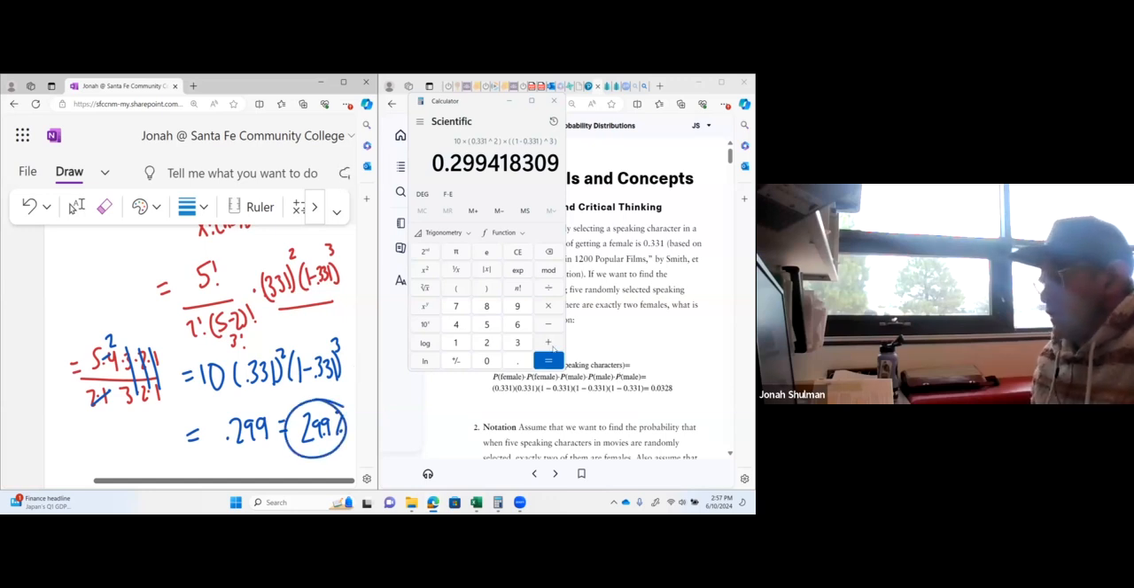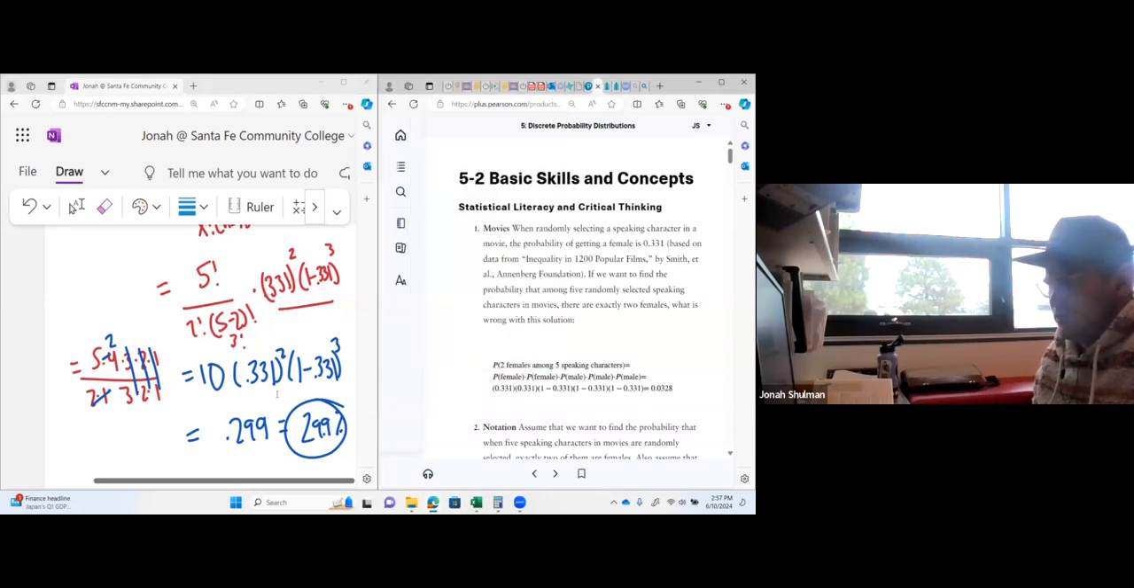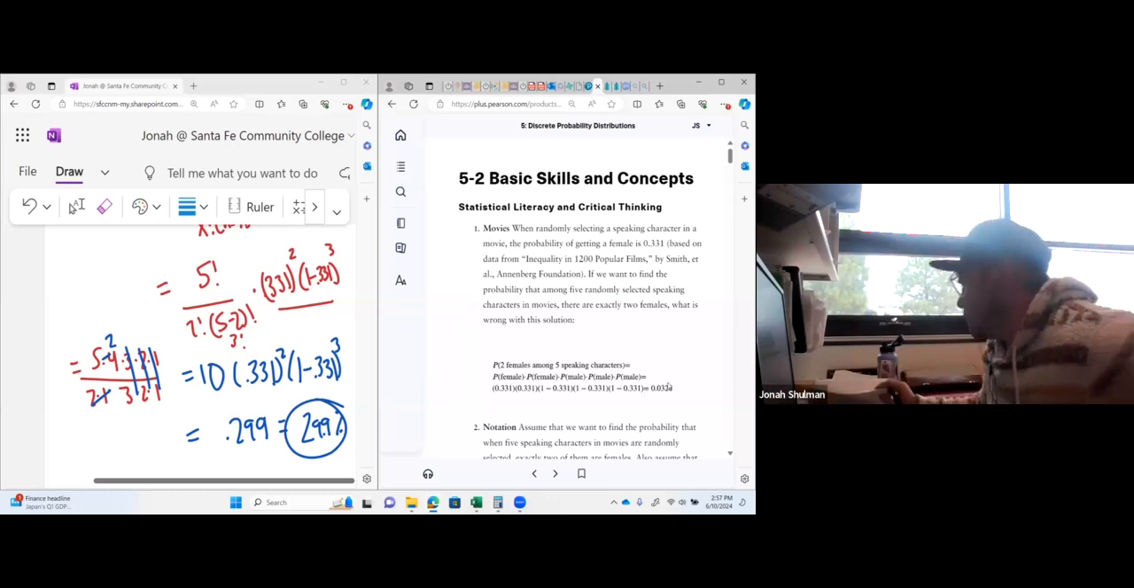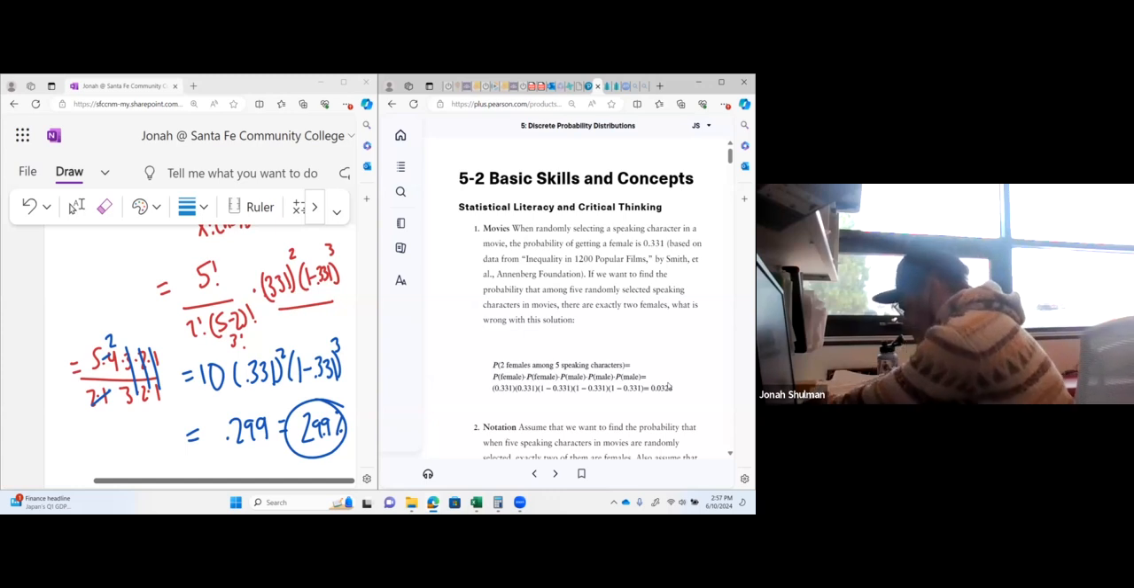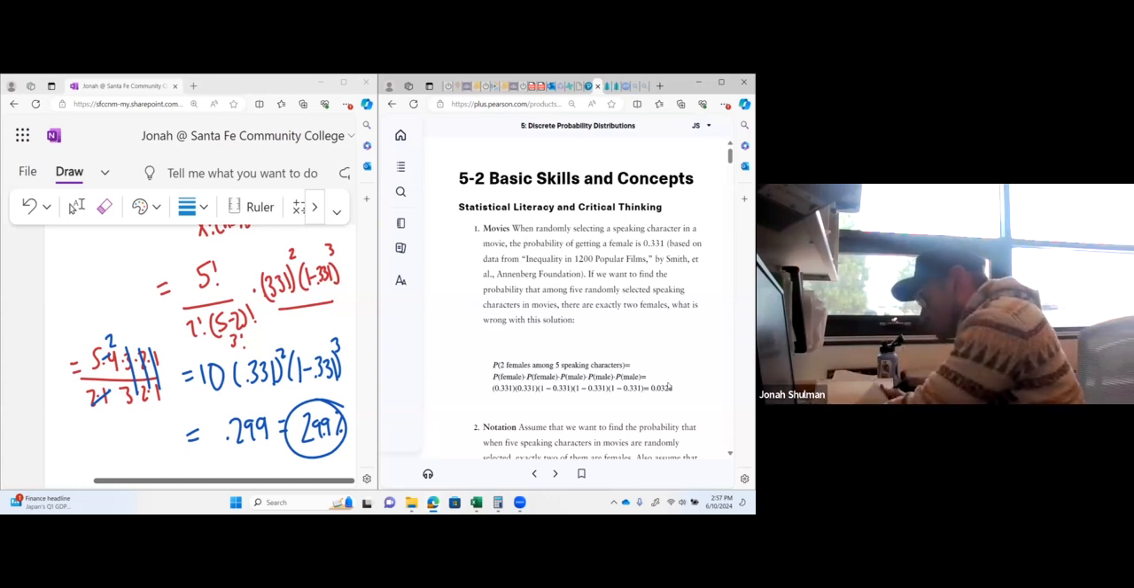Ta-da! They didn't multiply this by 10, so that was their mistake. And that's the only mistake here. Yeah. They don't have the combination here. And the value they get is wrong at the end too. So let's see if there's anything else wrong with this.